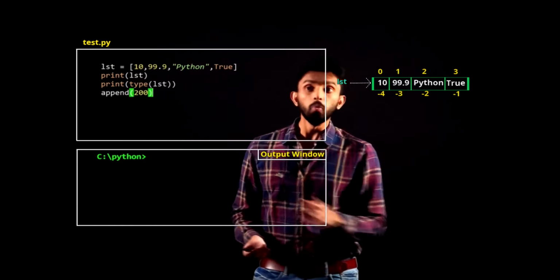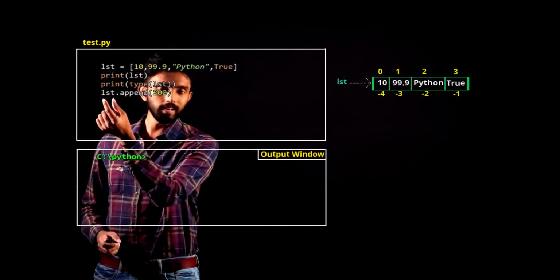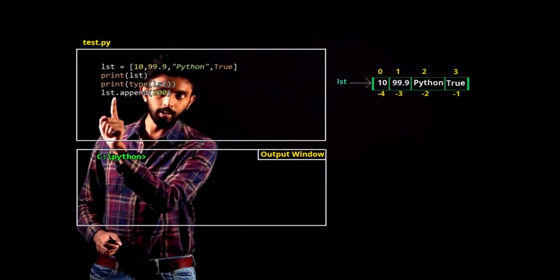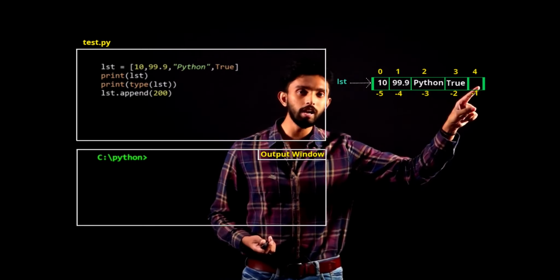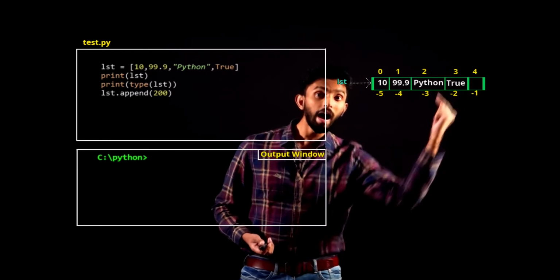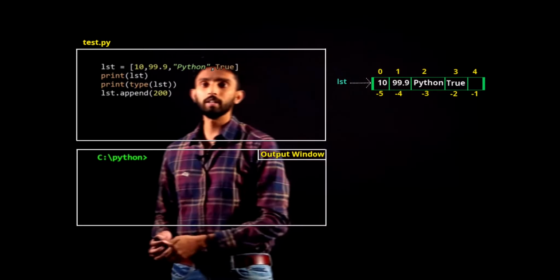Any confusion till there? So the better way to read it is, to my list called LST, go inside it, dot means go inside it, and append a value called 200. Append means what? Inserting at the end. Will that happen? Definitely it will happen. Like this, 200 gets added, and obviously even the index positions will change because you've added an extra element. Now this is 0, 1, 2, 3, 4, and this is minus 1, minus 2, minus 3, minus 4, minus 5. So like this, 200 gets stored.